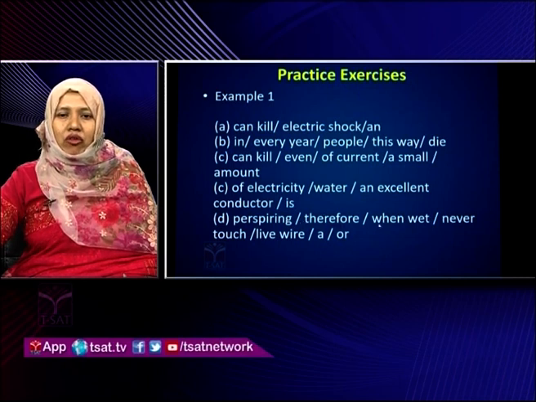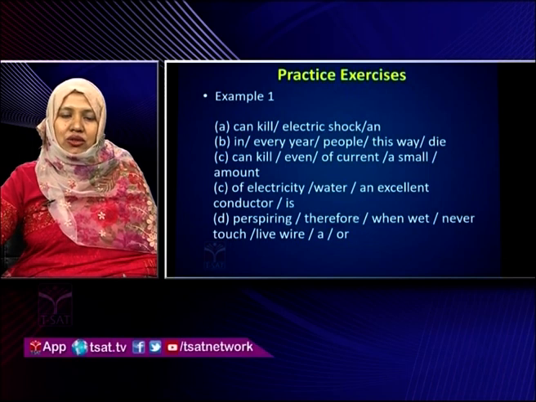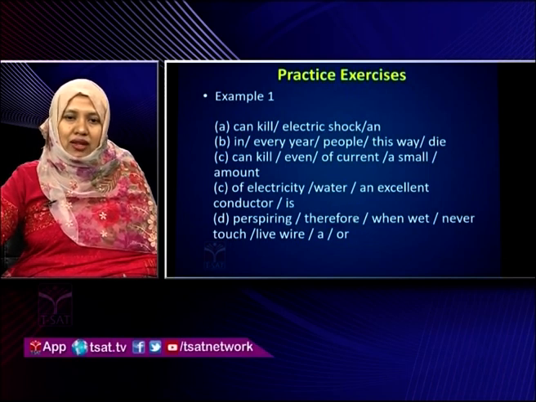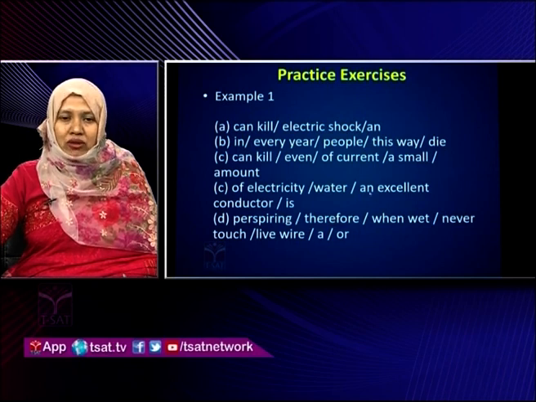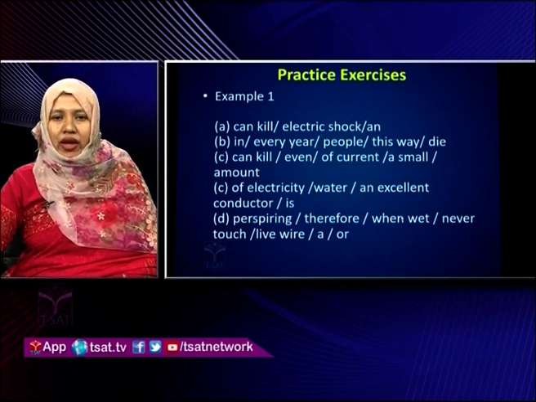Perspiring, therefore, when wet, never touch live wire or. So when you conclude a paragraph or something, you use therefore. Therefore, you have a hint here. So the sentence can start with therefore. Therefore, when wet, that means you are not supposed to do this when you are in such a condition.